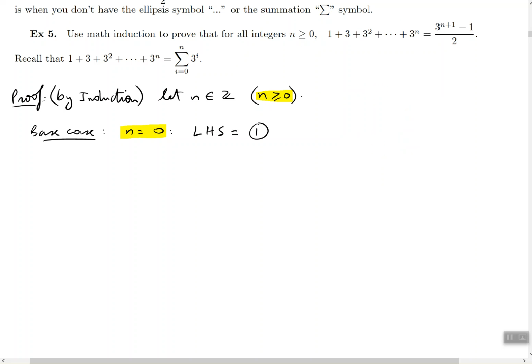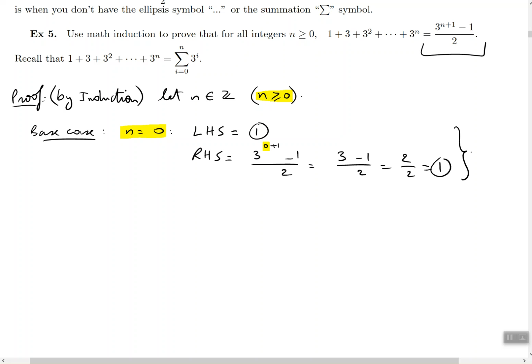And now we're going to test the right-hand side. The right-hand side in this problem consists of the fraction 3 to the n plus 1, but n is supposed to be 0. So 3 to the 0 plus 1, minus 1, over 2. Again, I'm putting the 0 because n is supposed to be 0. And that's going to be 3 minus 1 over 2, which is 2 over 2, which is 1 at the end. And so it seems like the base case holds.